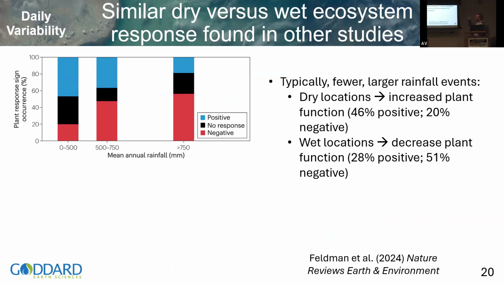Okay, so did that make sense compared to other studies out there? We did a meta-analysis and wrote this review paper, and other studies also found this behavior: dry locations increase plant functioning under fewer larger rainfall events, and in wet locations it switched to negative plant responses to these fewer but larger rainfall events. So again, daily rainfall variability, there have been some tests in field studies. There are not many out there, but at least the ones that we could find verified what we saw in the satellite data. So this wasn't a completely off-the-wall result from the satellite data. In fact, it gave us a sanity check looking back at some of the field studies that were out there.